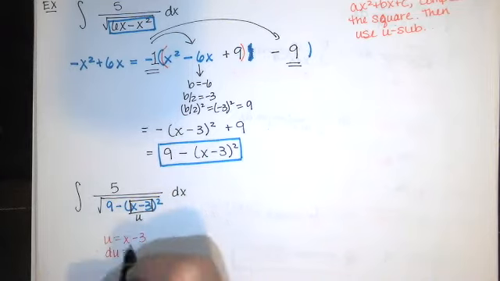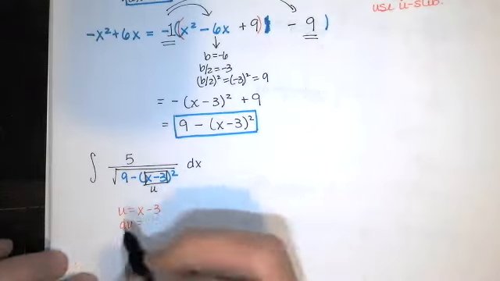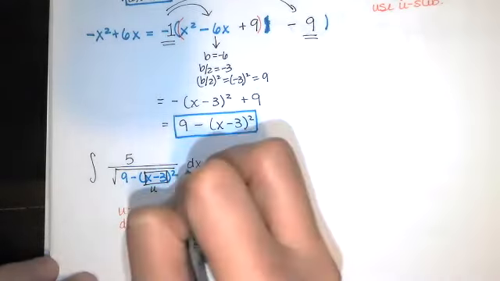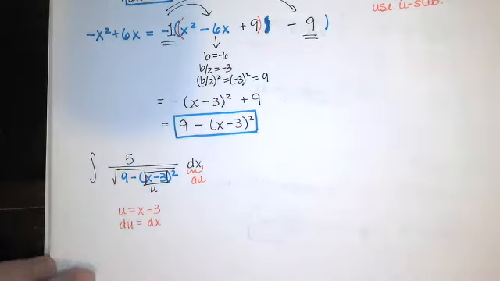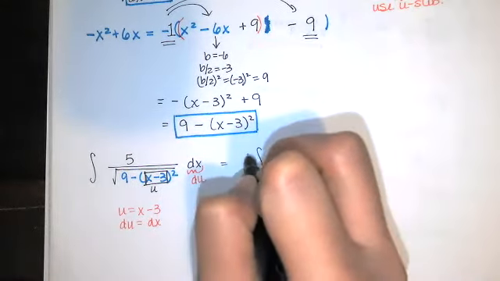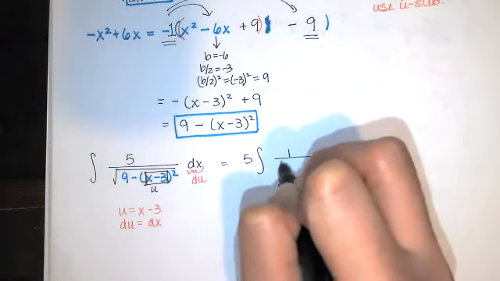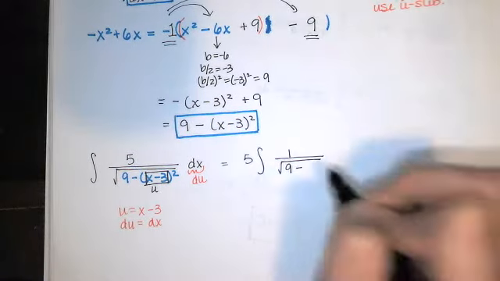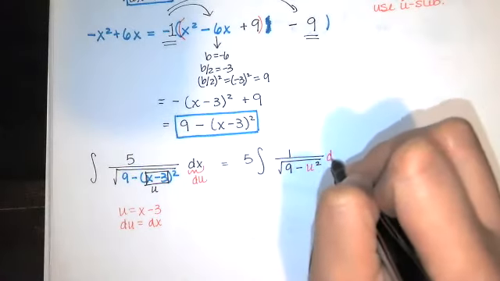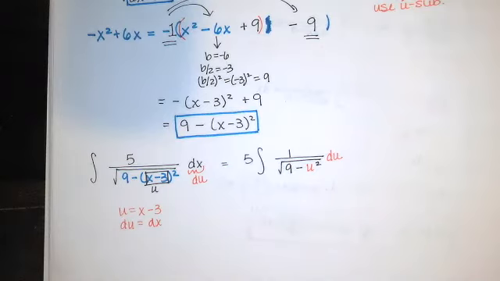Then du is the derivative of that times dx. Derivative of x minus 3 is 1. So we have 1 times dx. So du and dx are the same thing. So now our integral can be rewritten this way. That 5 we can pull outside. You still have a 1 in the numerator. And you've got a 9 minus u squared under the radical times du over there. And now that looks like an arc-sine rule.